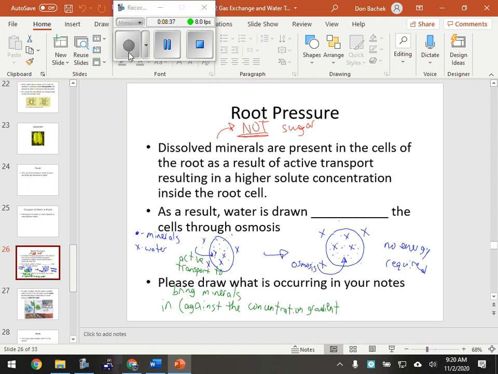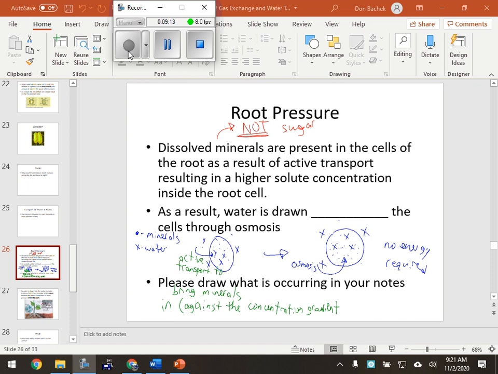So that's the first thing you have to understand: the minerals get in through active transport against the concentration gradient. I would maybe make sure you write that down somewhere so that you know. Active transport to bring minerals in against the concentration gradient. And that's going to happen against the concentration gradient. So the minerals are getting in through active transport.